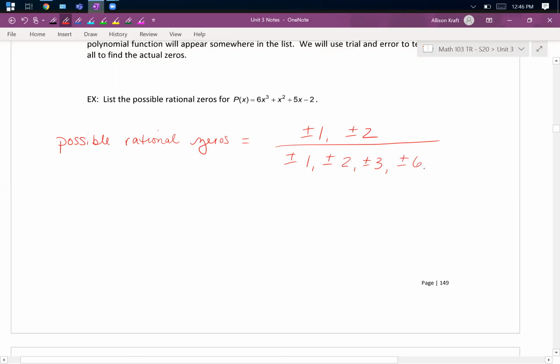Any questions so far? On just where we're getting those numbers? So we're only getting the zeros from the first and last? Well, they're not the zeros, they're just the factors. Oh, okay. So factors of 2 in the numerator, factors of 6 in the denominator. And it's always going to be the first number in the denominator and the last one in the numerator. You are correct. Okay. Anybody else?